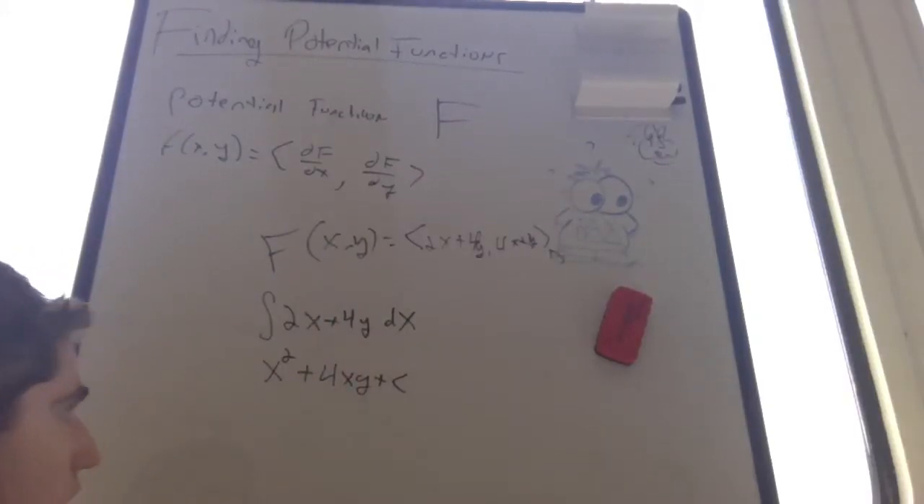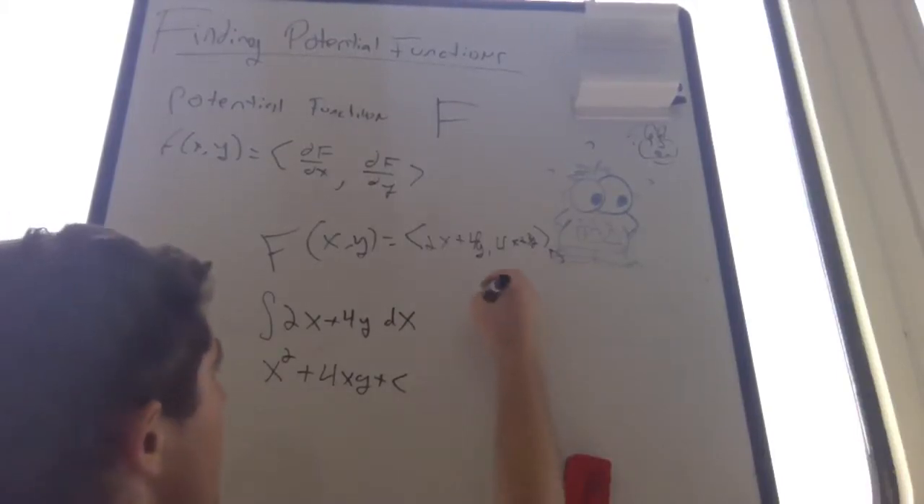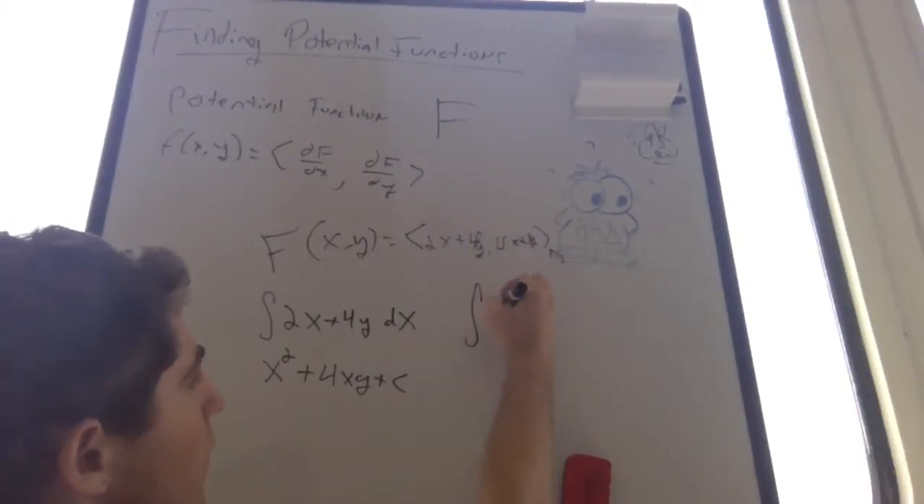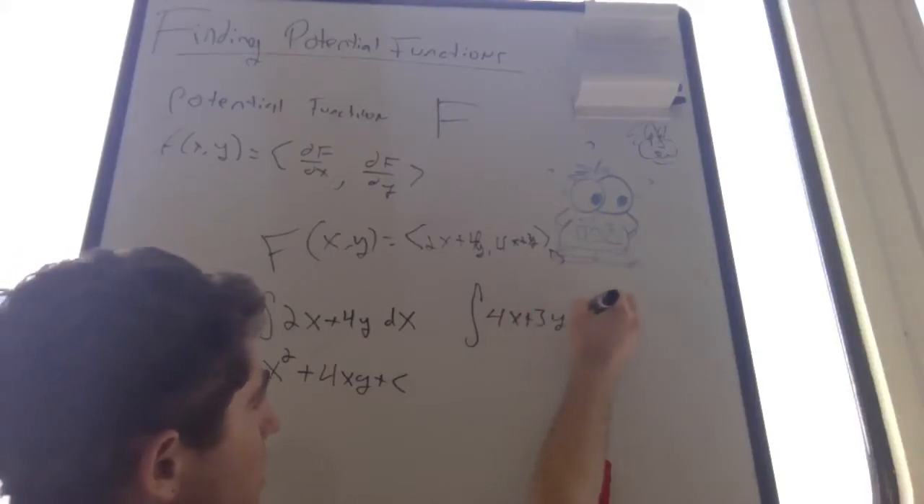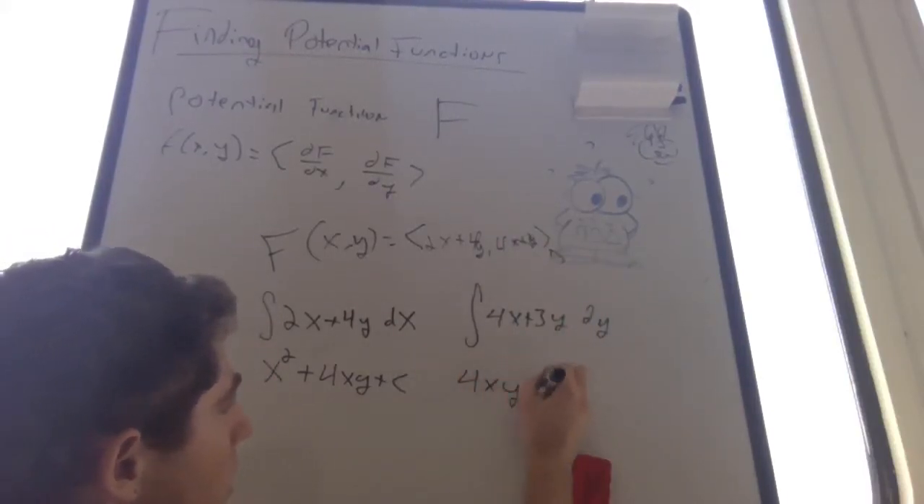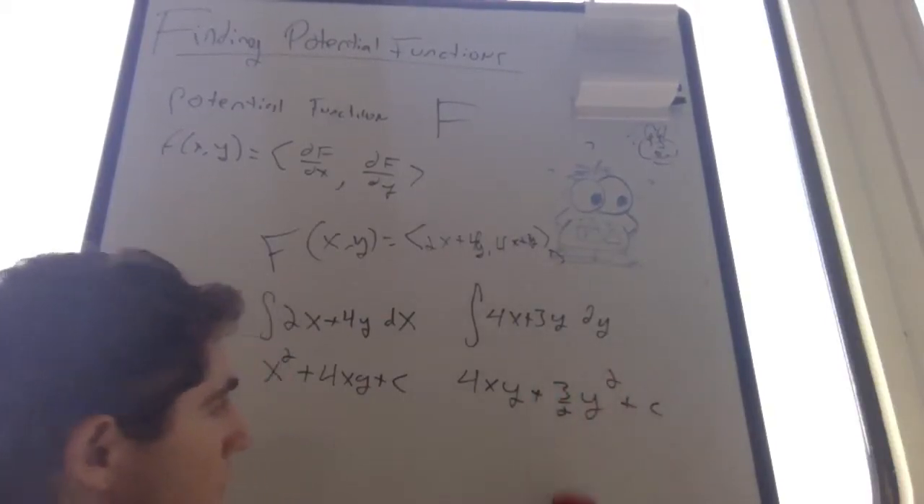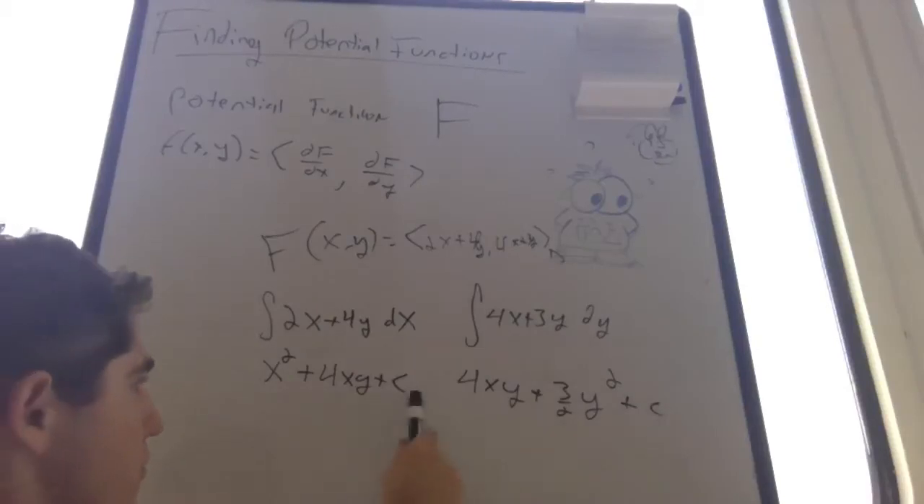See, usually in integrations, this c is just some boring old constant, but here this is very important. We will keep this in mind. So now let's take the integral with respect to y. Integral of the second component, 4x plus 3y dy. Evaluate that, we get 4xy plus 3 over 2 y squared plus c. And please note that these are different c's.